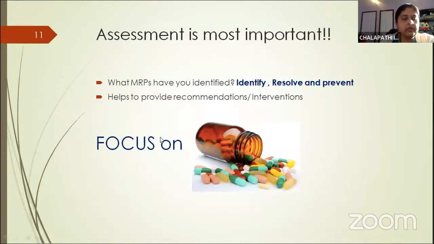Whenever you're looking at the assessment, we need to identify the problems. Those problems will be identified, you have to resolve them, and if possible, prevent them. As students, focus on the medications. You get lost when you look at all the data, and what I commonly see when students present is that the medications are not focused on well. So please do that. Next slide.